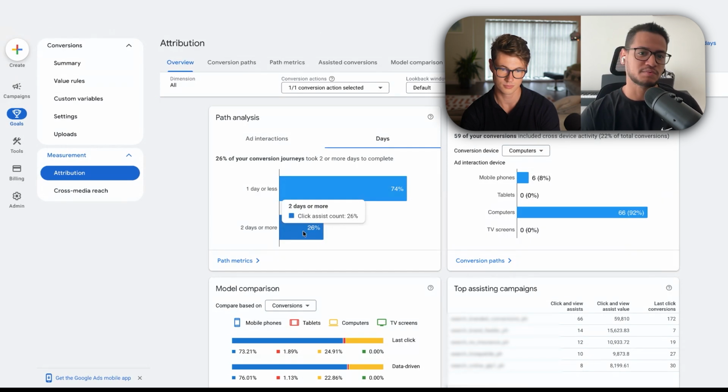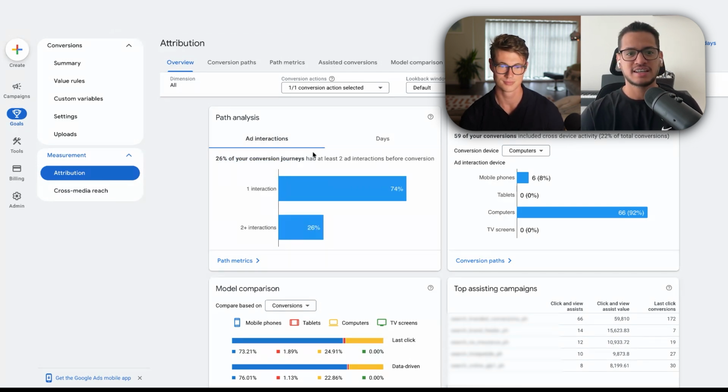74% happens in 1 day or less, but then there's a 26% 2 days or more. Now, 26% of this level of spend is a significant amount of money, right? So it's not like just a few conversions. It actually matters. There's not a lot, because again, they know what they're looking for. They know what the product does. And it's just like, go get it.